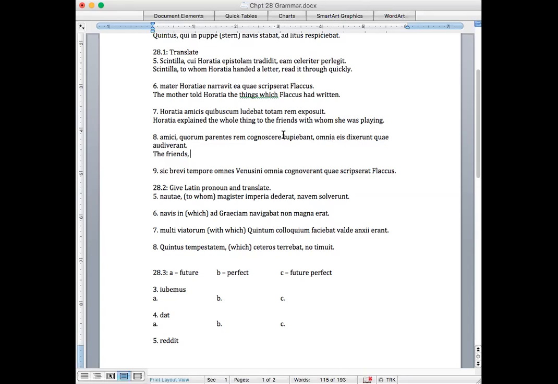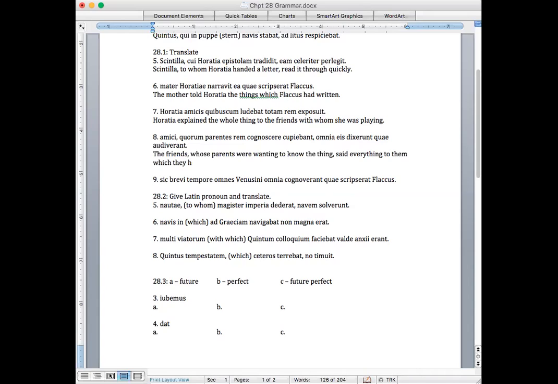And then what do we do with quorum parentes, rem cognoscere cupiebant? So the friends whose parents wanted to know, or were wanting, be imperfect, to know the thing, whatever, the rem, said everything to them which they had heard. So the friends is your subject, decerent is your main verb.